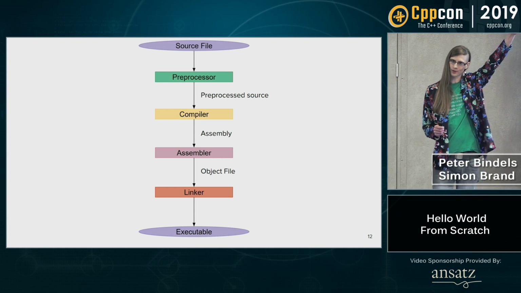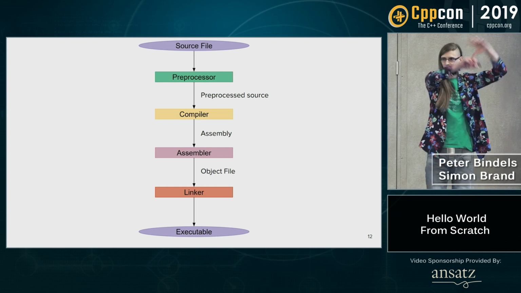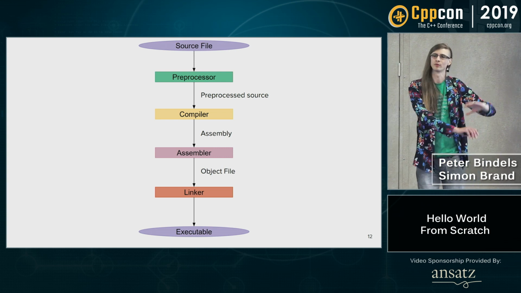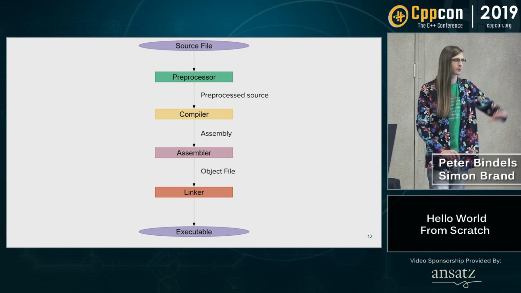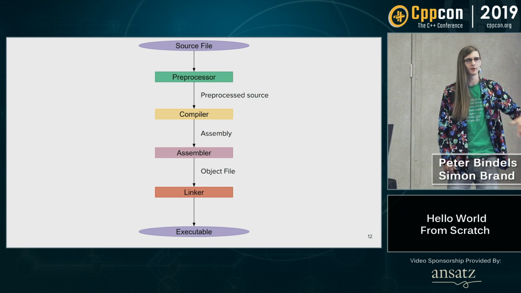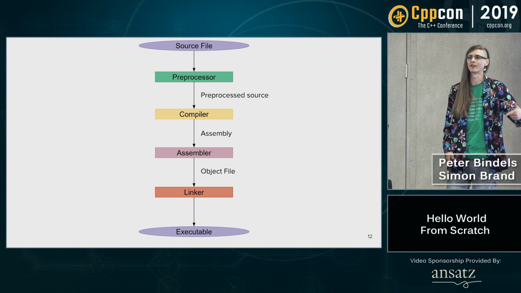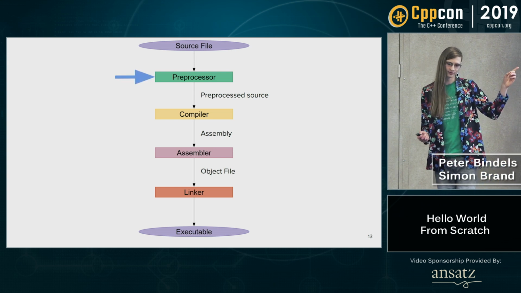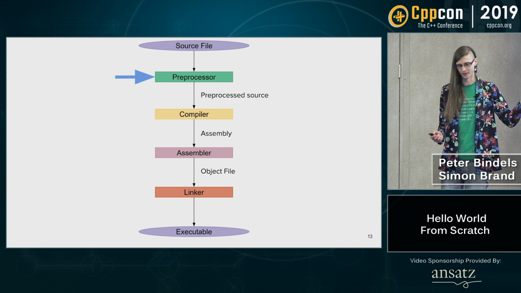So we start off with our source file, and instead of just a big black box of magic, we have these steps before we end up at the executable. So we're going to go through all of these in turn. We'll take a few passes because some are a bit more complicated than others. But we're going to start off with the preprocessor here.